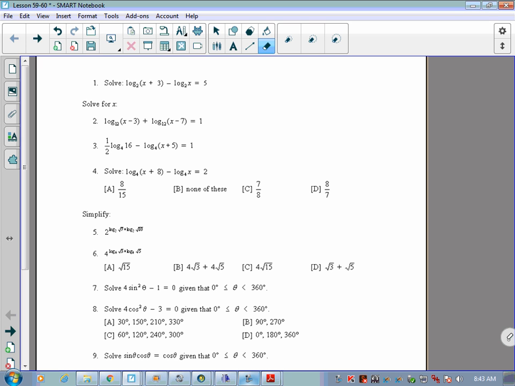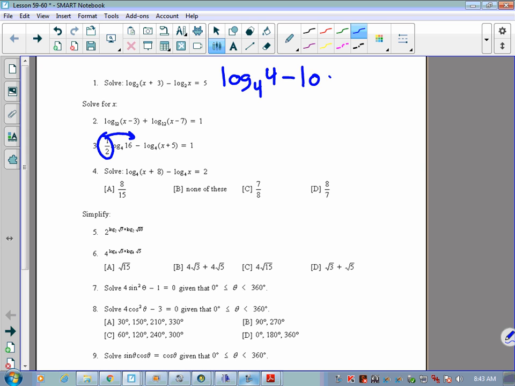All right, number 3. Again, most of these are going to come out as the same step. The only thing that 3 has different than, let's say, number 1 is that 1/2 off the beginning of it. All right, what would I want to do with that 1/2? Move it to the exponent of the 16. All right, and then probably what I'm going to do is go ahead and reduce that. So 16 to the 1/2 would be the same thing as the square root of 16, right? So I can even go ahead and simplify that as log base 4, minus log base 4 x plus 5 equals 1.